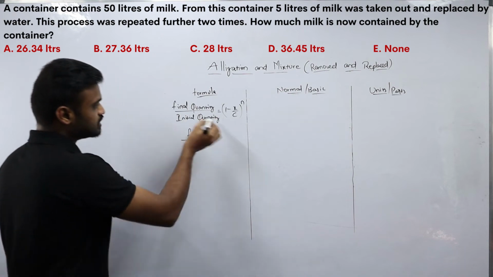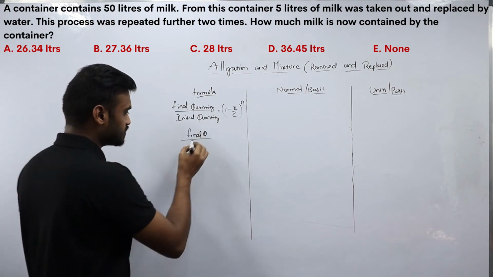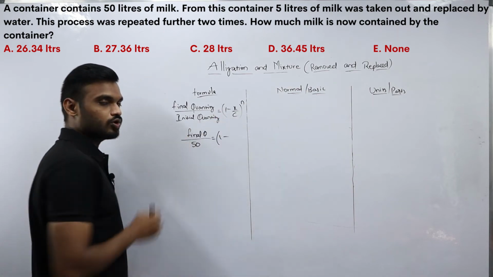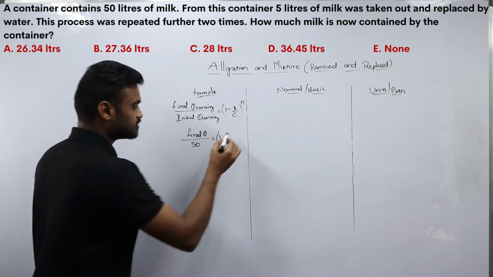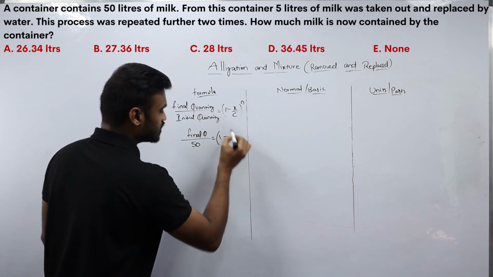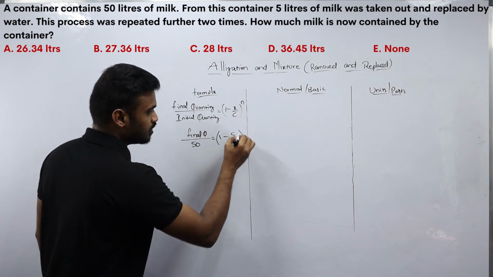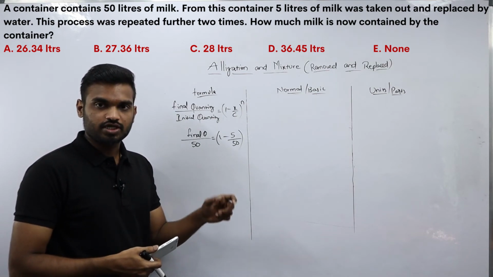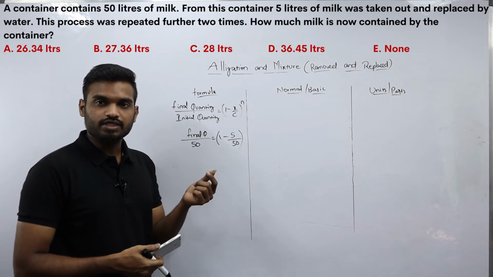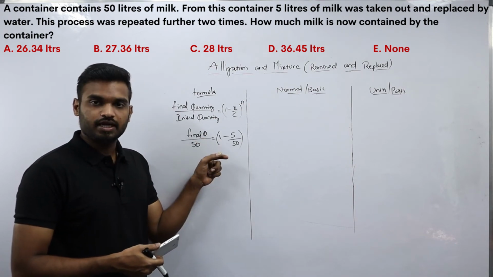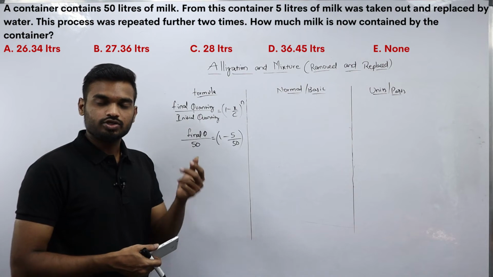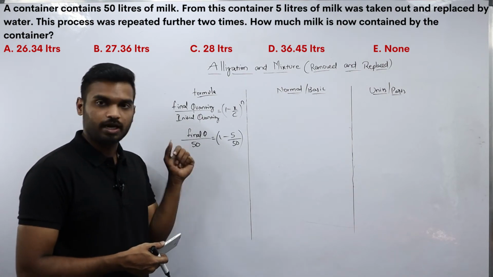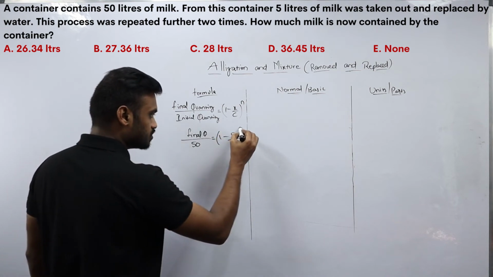Okay, now what is the initial quantity? That is 50 liters of milk, right? 50 liters of milk equal to 1 minus what is the amount that we are taking out and replacing, that is 5 liters, by what is the total quantity? 50 liters. Now how many times we are doing it? See here, initially we are replacing 5 liters of water, that is one time, and in the question they have said that this process is repeated by further 2 times. Okay, so there are totally further 2 times and initially 1 time. There are totally 3 times we are doing this operation. Okay, so n equal to 3.